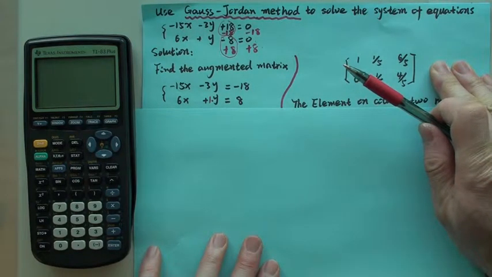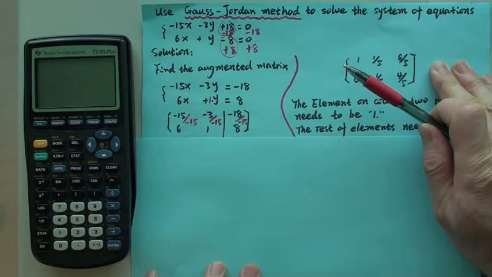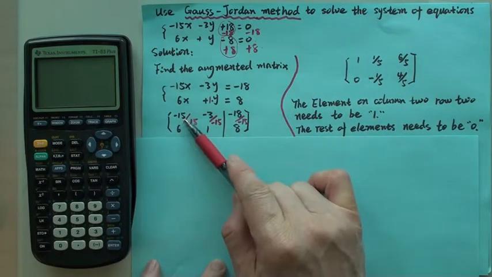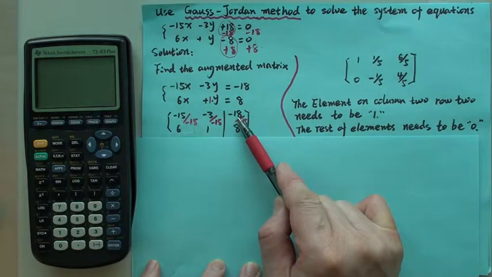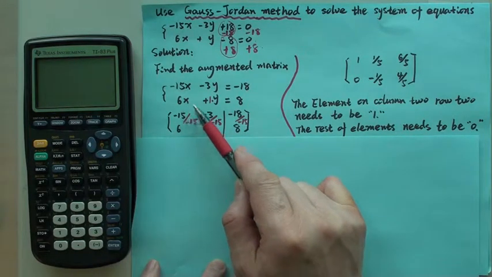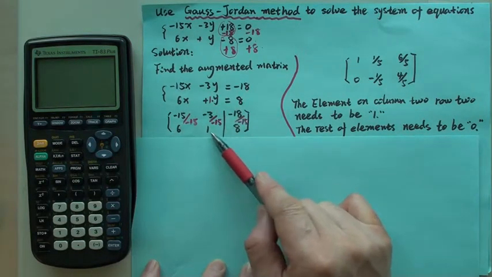Now the augmented matrix would be negative 15, negative 3, and negative 18. And then 6, 1, 8.